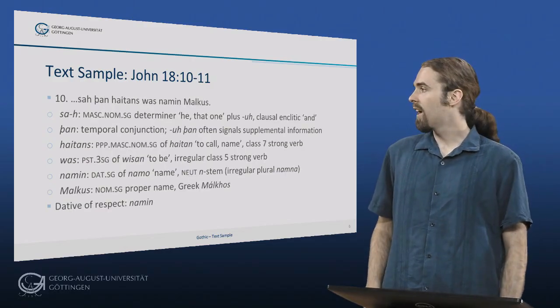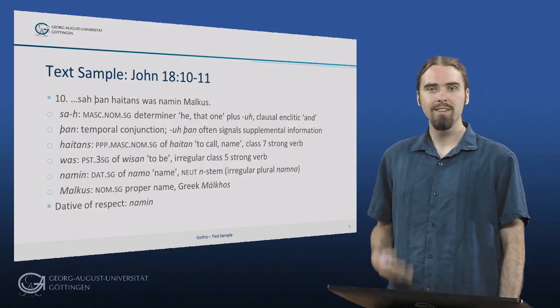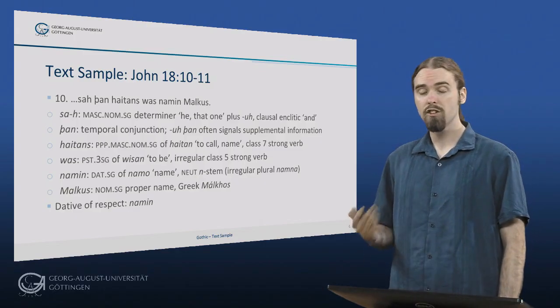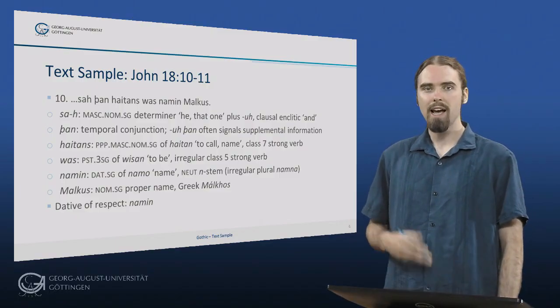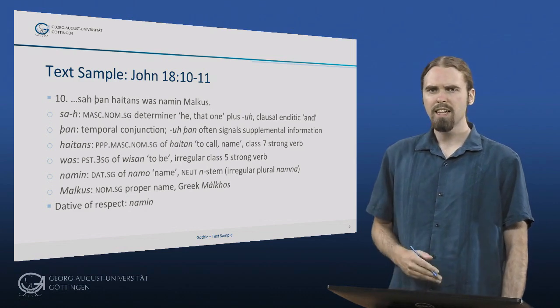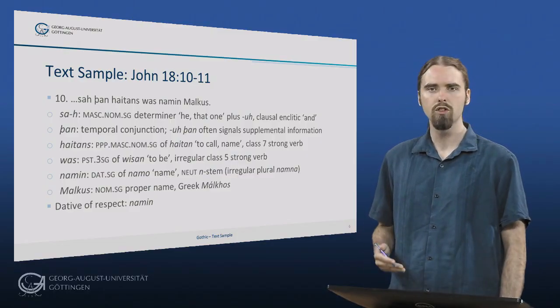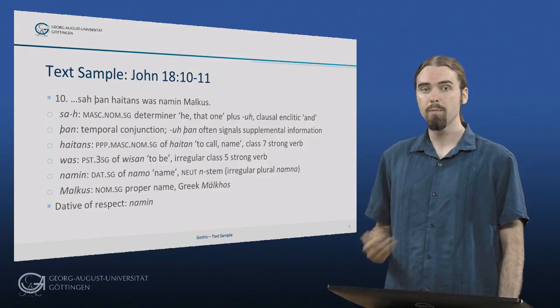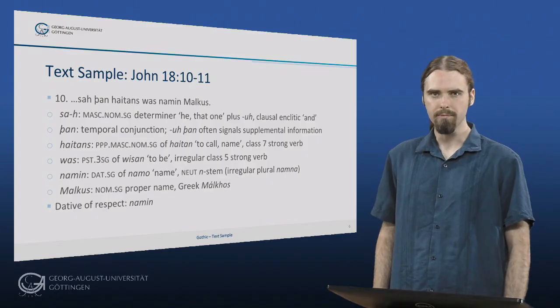Moving on to sa-uh-þan haitans was namō Malkus. We start with sah. Here we have the demonstrative pronoun sa with the clitic attached. After a vowel, the u of the clitic is deleted. The combination uh-þan is often used to introduce backgrounded or parenthetical information, as here. The name is a further piece of incidental information interrupting the main narrative of events.